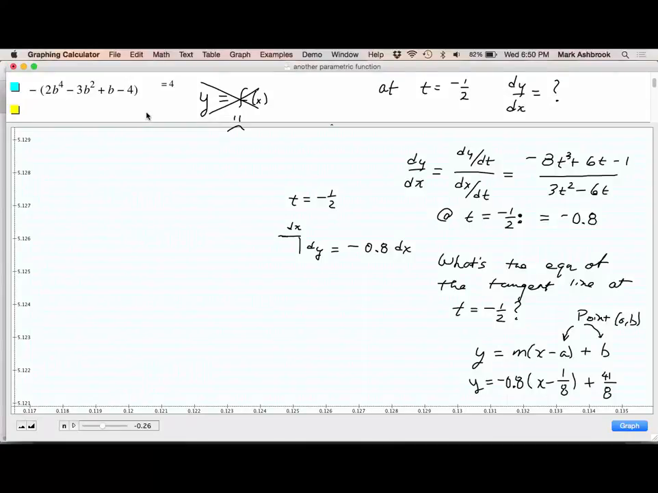And B is -1/2. 5.125. That's 41/8. Congratulations. No, it's 5. That's 41/8.